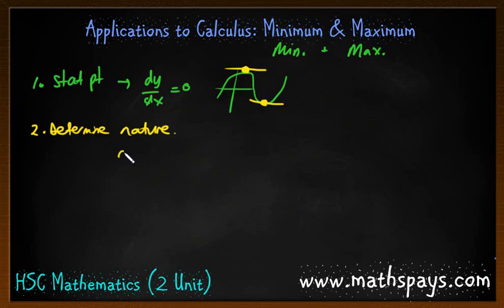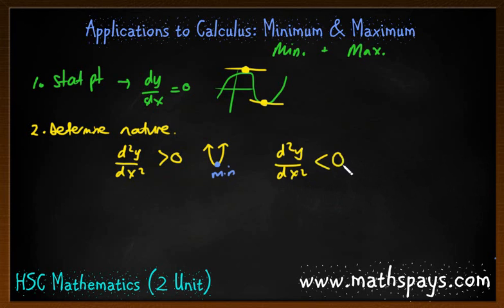Once we've got that, we then determine the nature of that turning point. And we do that by looking at d squared y/dx squared, or y double dash, and we look to see if it's greater than 0. We then know it's concave up, which means we have a minimum turning point. If we find out that d squared y/dx squared is less than 0, then it's concave down, which of course means that we have a maximum. And obviously you can start to see when we have minimum maximum questions why this is quite important.